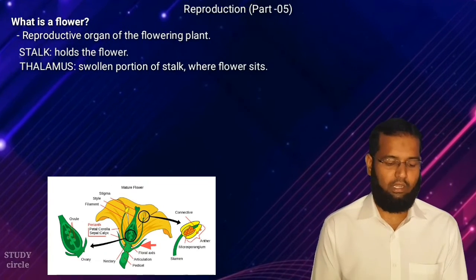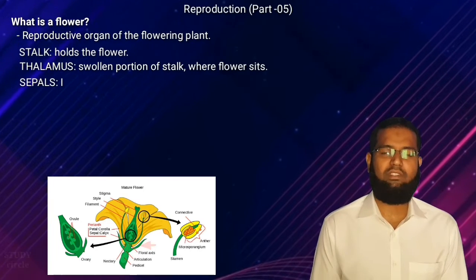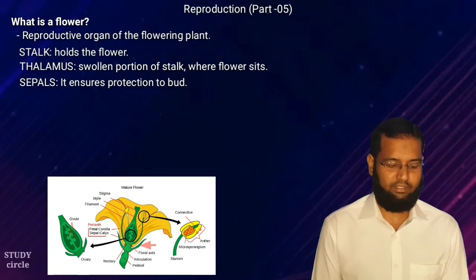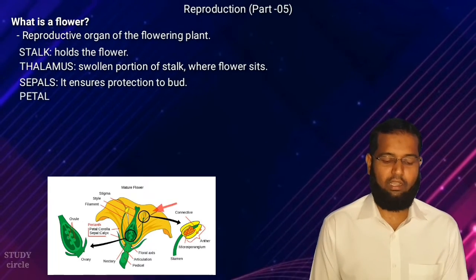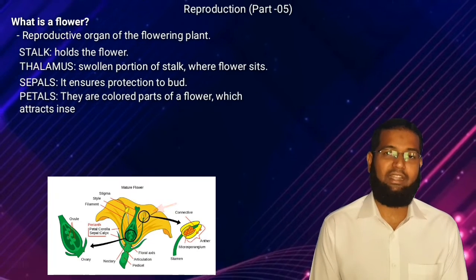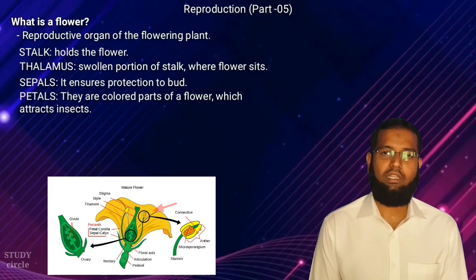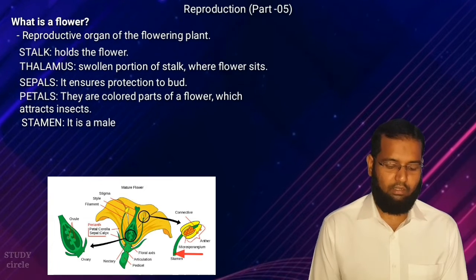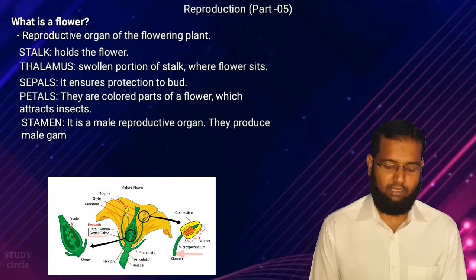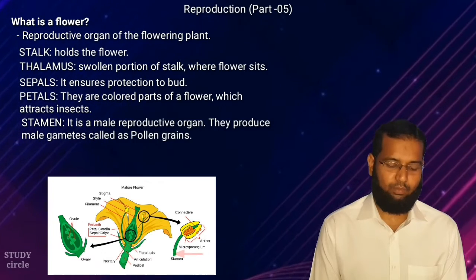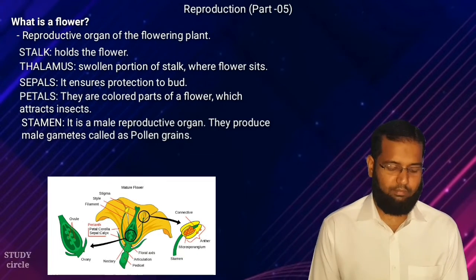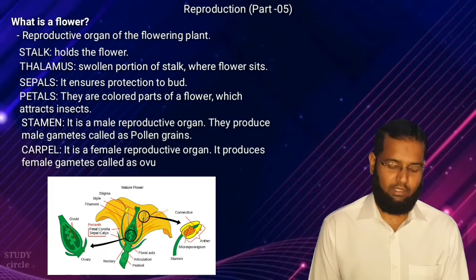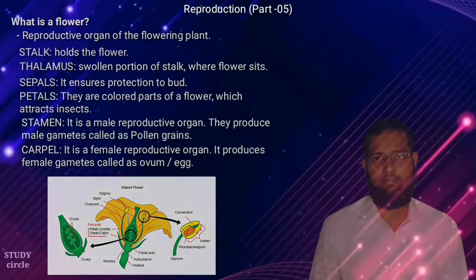The next comes sepals. When a flower was a bud, that bud was protected by the sepals. The next comes petals. They are the colorful part of a flower which attracts insects, and as we all know, insects are very good pollinating agents. The next comes the stamen. The male reproductive organ of a flower is the stamen, and it releases male gametes, which are called pollen grains. The next comes the carpel. It is the female reproductive organ in a flower, and it produces female gametes. They are called ovum or egg.